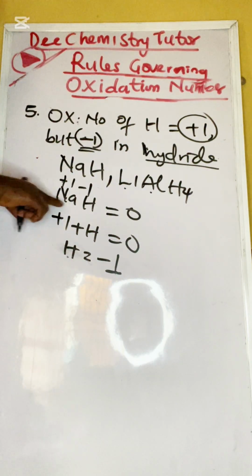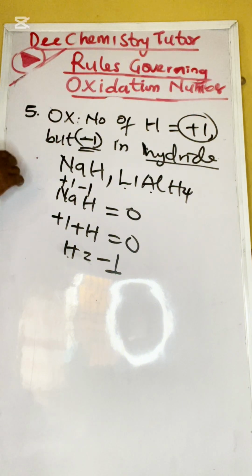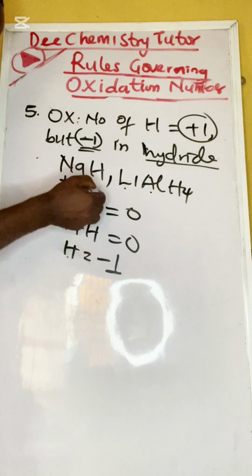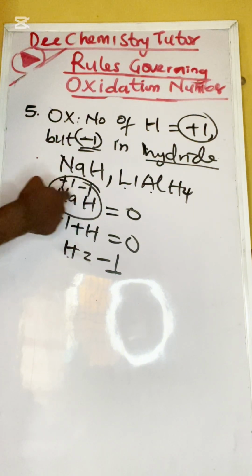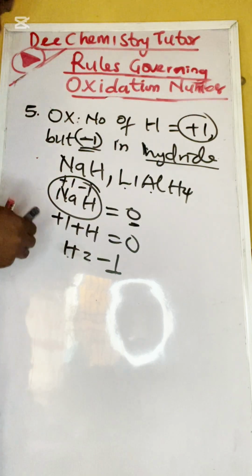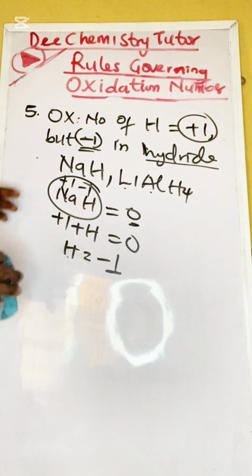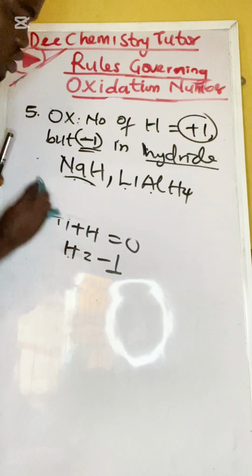Don't forget, I mentioned metal before I mentioned this fifth rule. Do you understand? So please take note, because the summation of the oxidation number of all the elements must be 0. Okay, if you understand this, please take note of this.